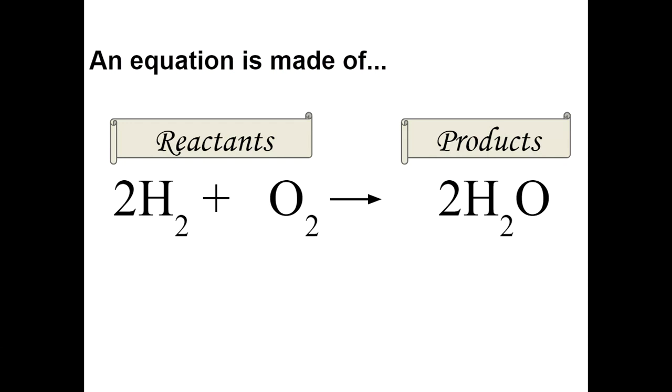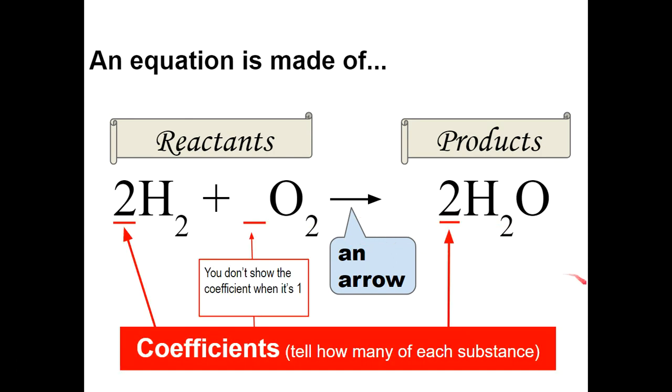Now, about how these chemical formulas work. There are special names for the different parts. So the parts before the reaction happens, they're called the reactants. They're the things that react. The things that come after the reaction are called the products, and they're on the right side of the equation. There's always an arrow, and the arrow tells you that's when the chemical reaction happened. So then some stuff happened, and then you had water. So you had hydrogen and oxygen, then some stuff happened, and then you got water.